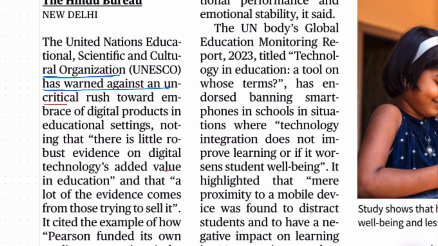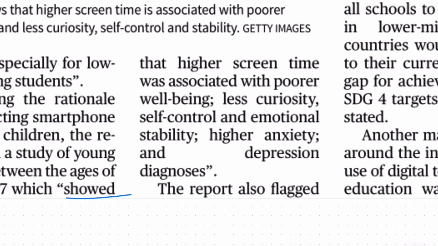In the next article, UNESCO endorses banning smartphones in schools. UNESCO has warned against an uncritical rush towards the embrace of digital products in the education setting, noting that there is little robust evidence that digital technology adds value in education. It also showed that higher screen time was associated with poor well-being, less curiosity, self-control and emotional stability, and higher anxiety and depression.